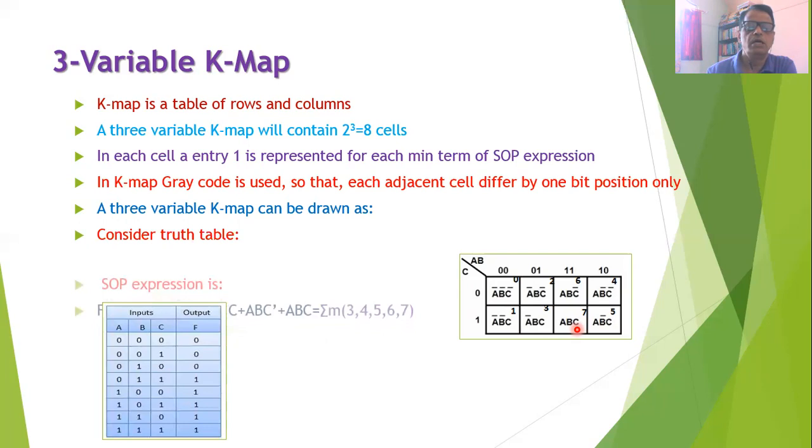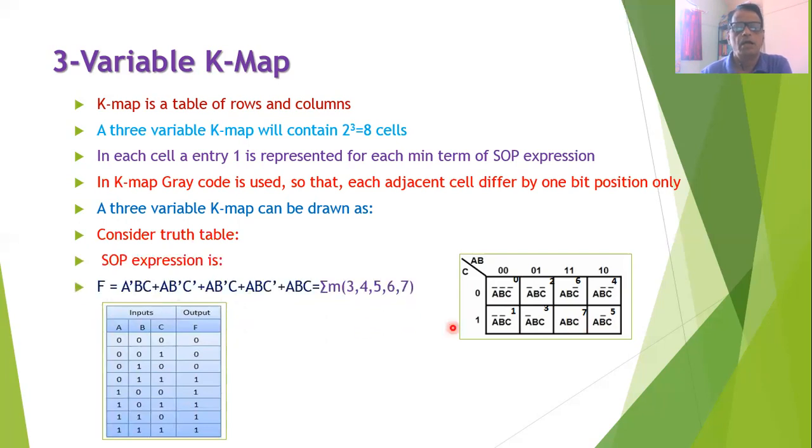Now we will consider a truth table. And for this 3-variable truth table, we can write the SOP expression. Suppose the SOP expression is F equal to summation of minterms 3, 4, 5, 6, 7. As we know, we will write only those minterms for which the output is 1.